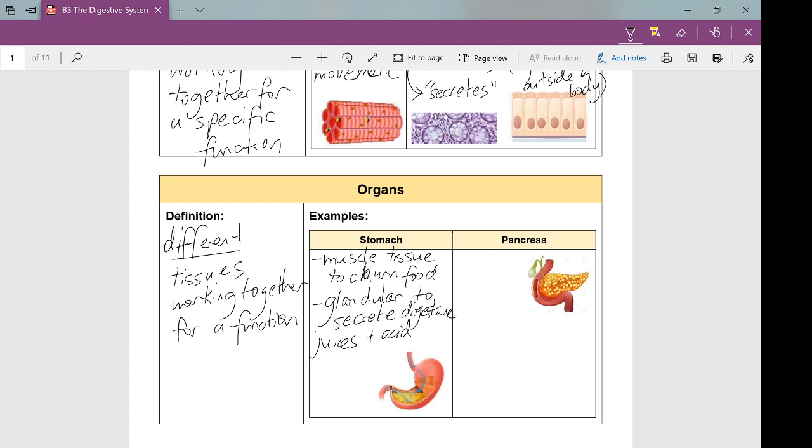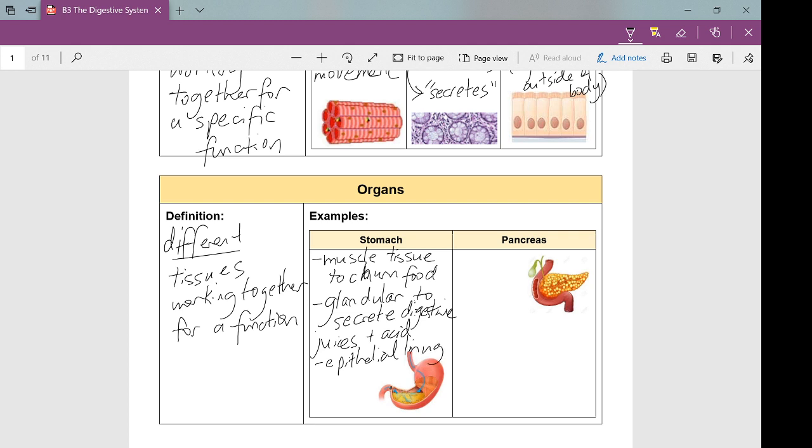And it's also going to have a lining on the inside, right? Because inside your stomach is a bunch of acid. We want some sort of lining in there to protect. So, epithelial lining.